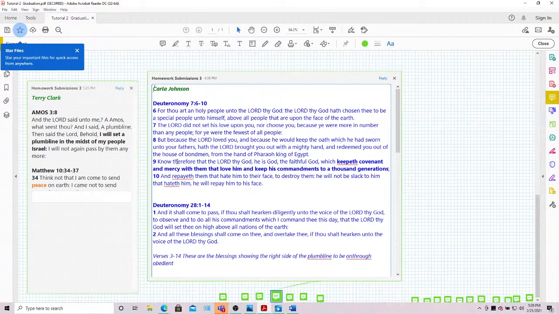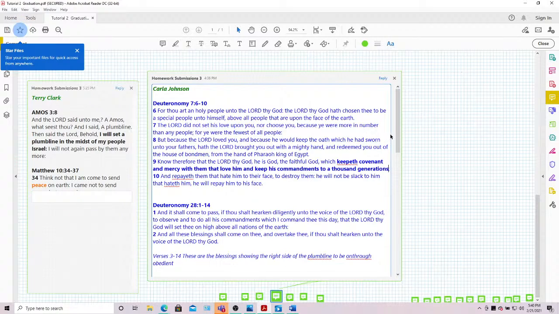And this is the catch right here. So verse 9 and 10. So know therefore that the Lord thy God, he is God, the faithful God, which keepeth covenant and mercy with them that love him and keep his commandments to 1,000 generations. And I didn't bold it, but right here, right after that generations, there's a semicolon. So this thought right here is over. So the mercy is going with them that keep his commandments. So you got a semicolon there, and this is a plumb line right here. And repayeth them that hate him to their face. So to destroy them, he will not be slack to him that hateth him. So you're despising his covenants. He will repay him to his face.